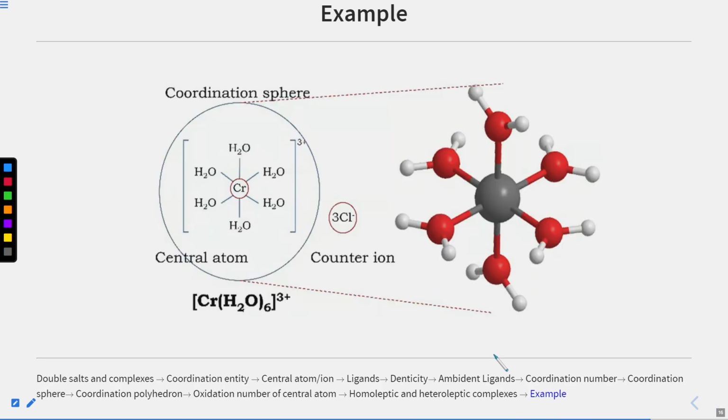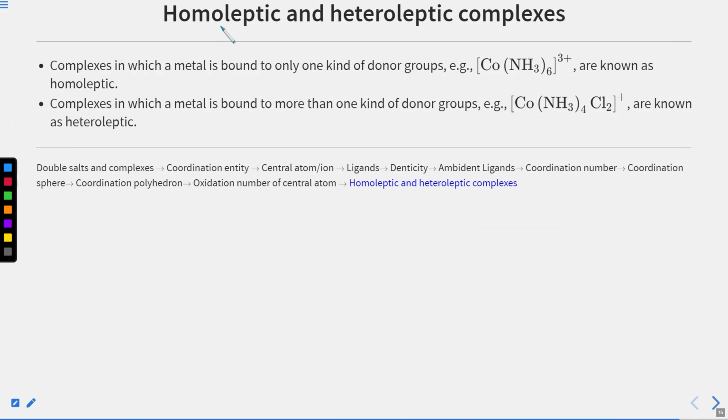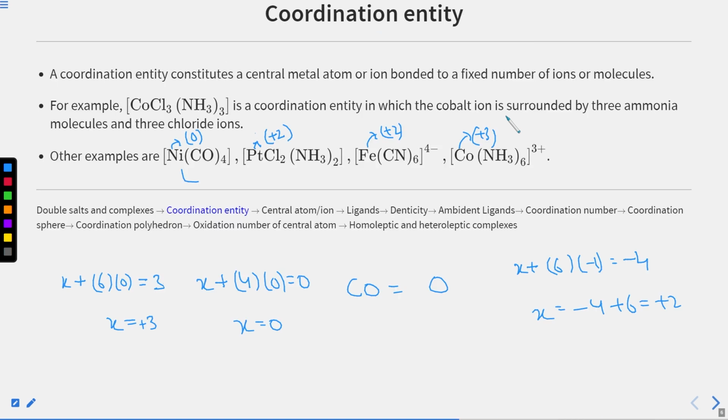Now let us move to our last topic of today, that is homoleptic and heteroleptic complexes. Very easy to understand. If a metal ion is bonded to only one type of donor atom, then we will say that this is homoleptic. So here is an example. There are ammonia molecules present as ligands, so it is a homoleptic complex. Whereas in the case of this [Co(NH3)4Cl2], it has two types of ligand, ammonia and chlorine. So it is heteroleptic.